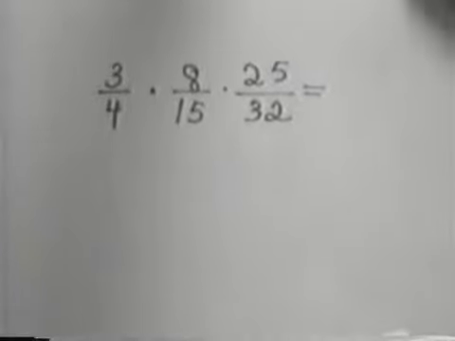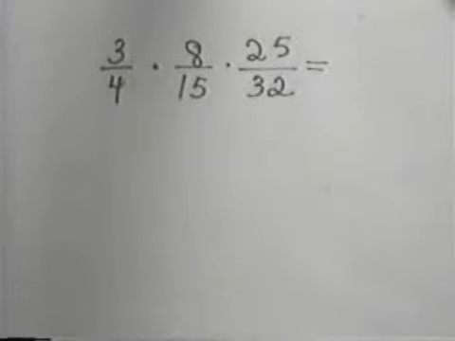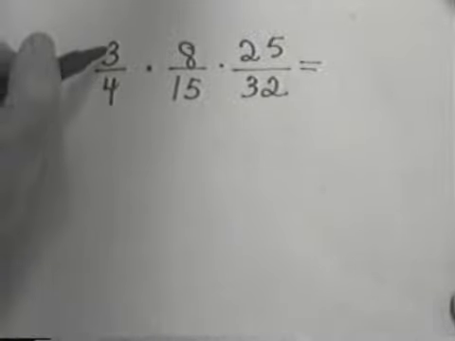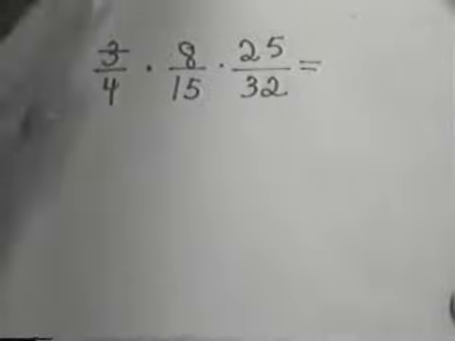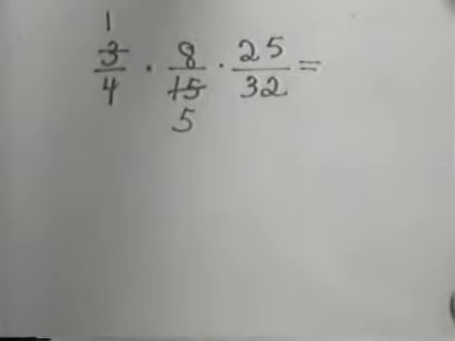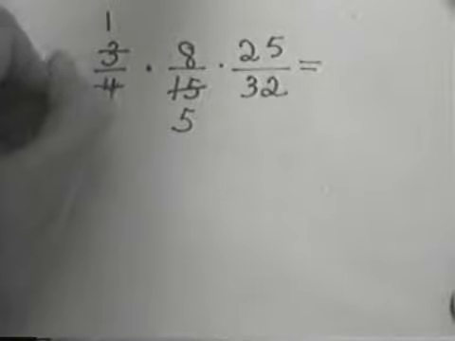Look at one more example. (3/4) times 8/15 times 25/32. Well, I can reduce with the 3 and the 15. So 3 will go into 3 one time. 3 will go into 15 5 times. 4 will go into 4 one time. And 4 will go into 8 two times.